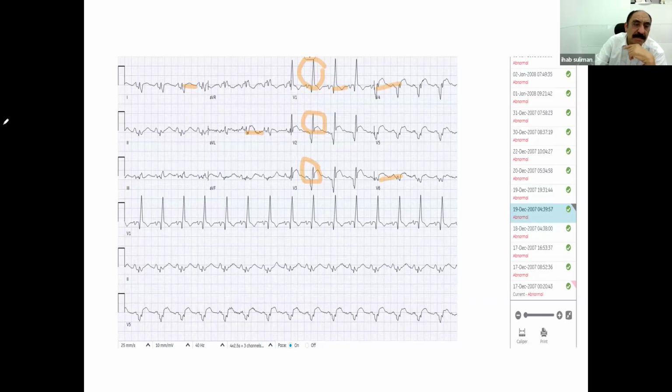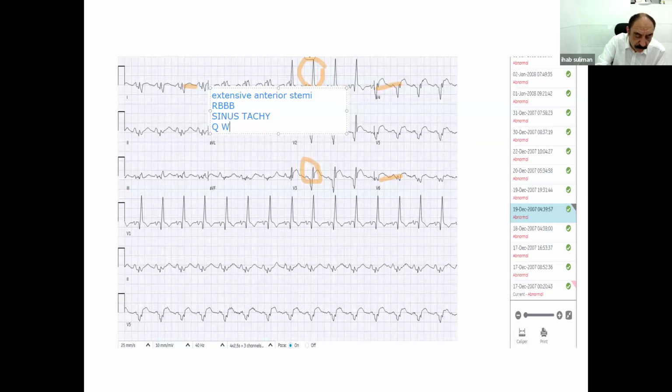So this particular patient had an extensive anterior STEMI. He has right bundle branch block and sinus tachycardia, and we could observe Q waves. Since that time, this gentleman has had a very poor LV function following his MI.